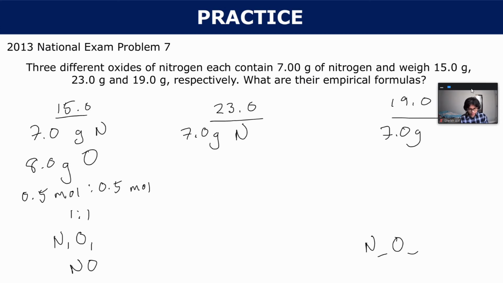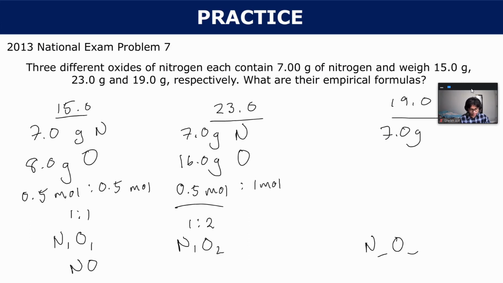Okay, great. Let's look at 23.0 now. So since 7 grams is to nitrogen, that's going to mean 16 grams is going to go to oxygen. So that's going to be a 0.5 mole nitrogen to 1 mole oxygen. And since we need to get rid of this fraction on the left-hand side, we can just multiply the ratio by 2 to get a 1-to-2 ratio, meaning the subscript should be N1O2. And that means that's going to be NO2.